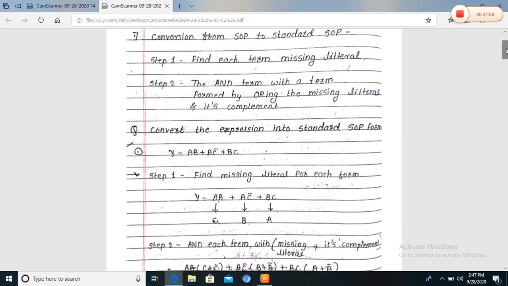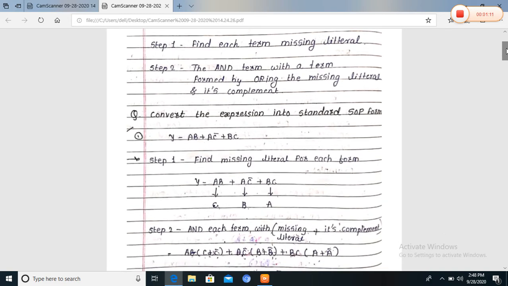First, convert the expression into standard SOP form: Y is equal to AB plus AC bar plus BC. This expression is not a standard SOP, but it is an SOP. In this expression, the first term is AB, the second term AC bar, the third term BC. In the total expression there are three literals present, A, B, C, but in every term there is one variable missing. So this expression is not a standard SOP, and we convert this SOP into standard SOP.